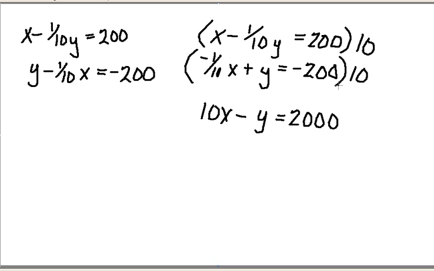Same thing down here. Minus 1/10 times 10 is just going to give me a negative 1, so I'm left with negative x and 10y. And over here I'm left with a negative 2,000.